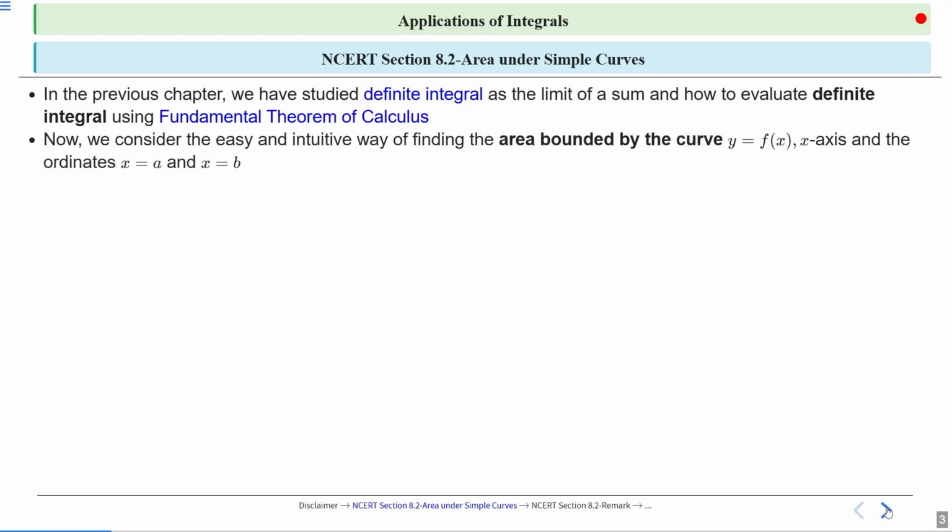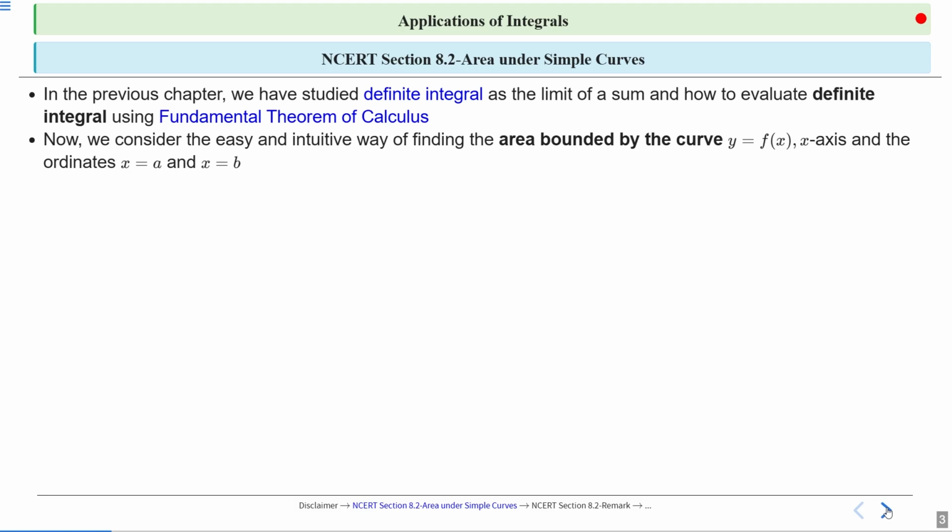So now we consider the easy and intuitive way of finding the area bounded by the curve y equal to f(x), x-axis, and the ordinates x is equal to a and x is equal to b. In the chapter of definite integral, we already know how we can relate integrals with area function. When we calculate definite integral, it is nothing but the area of the curve y equal to f(x), which is bounded by the x-axis, ordinates x is equal to a and x is equal to b. And we can find definite integral by fundamental theorem of calculus.